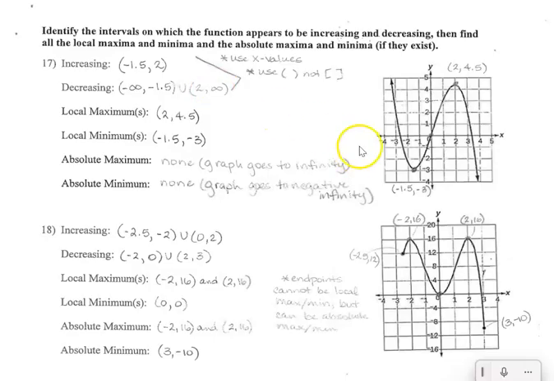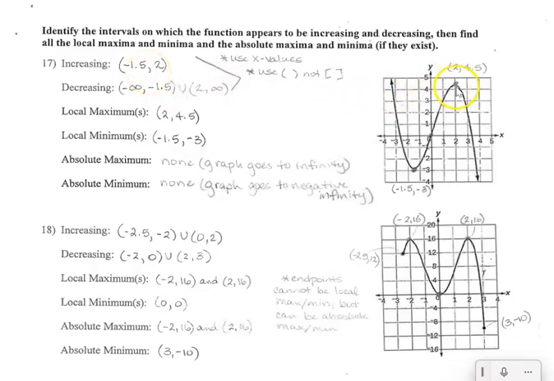So if I'm looking at this graph, I can see it starts off at negative infinity over here because it's just going to keep going this way, going and going and going this way. So from negative infinity to right here, it's going down. It's decreasing. Right here, that x value is negative 1.5. So from negative infinity to negative 1.5, it's decreasing. Then at negative 1.5, it starts going up and it increases to an x value of 2. So increasing from negative 1.5 to 2.